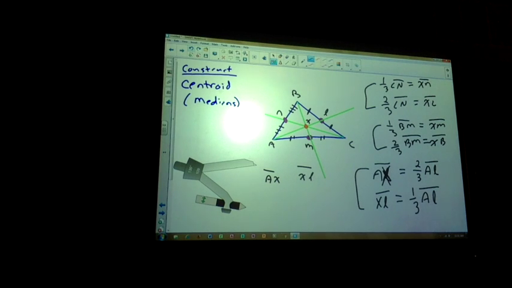Does the centroid have to fit in the middle of a triangle? Yes. Oh, wait, no. It doesn't have to be in the middle. It's just cutting the sides in half.